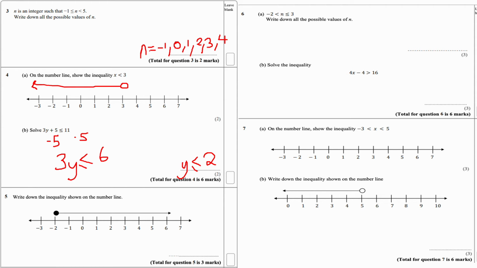Okay, this is question number 5. Write down the inequality shown on this number line. Well, it's a shaded in circle at minus 2, so x is greater than or equal to negative 2.